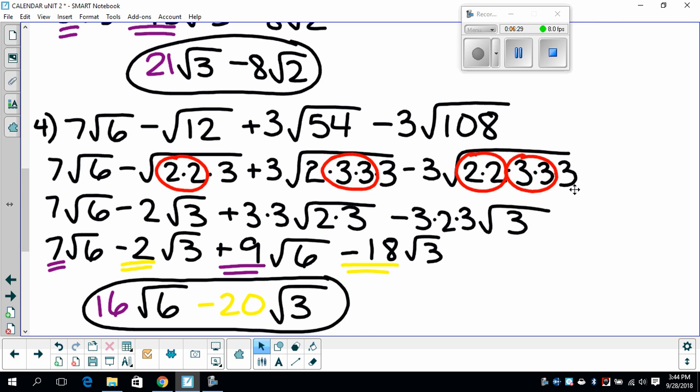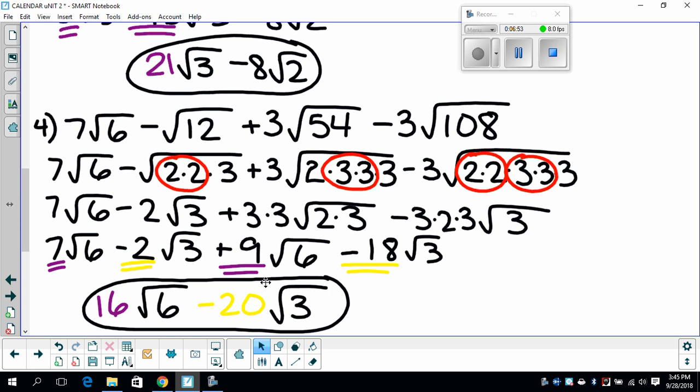Okay. So then when we simplify further, we end up with 7 times the square root of 6 minus 2 times the square root of 3 plus 9 times the square root of 6 minus 18 times the square root of 3. So we have 2 different types of radicals. We have a square root of 6 and a square root of 3. Both of them can be combined with the other square root of 6 and the other square root of 3.